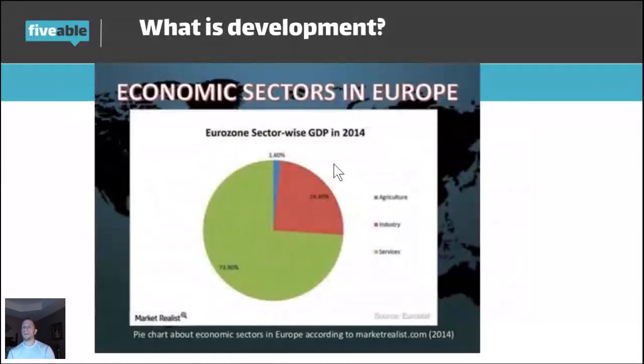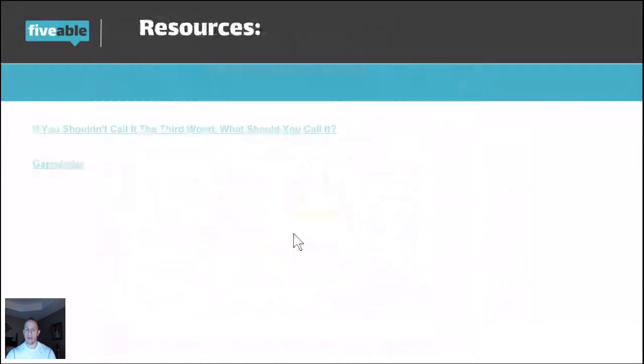Here is the Eurozone. So you're looking at the European Union. Again, agriculture is a freakishly small part of that. Industry is a little bit higher. Services, the vast majority of people are going to be in some kind of a service sector economic activity.